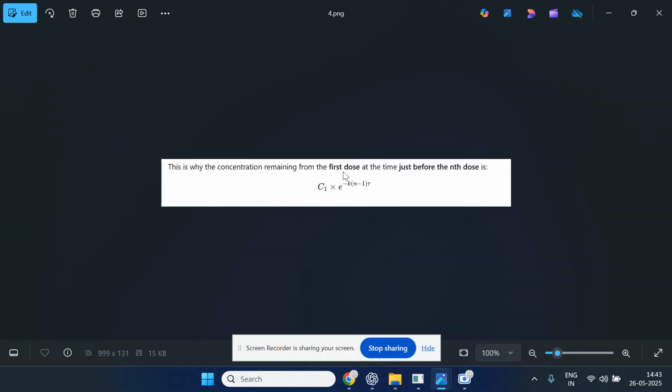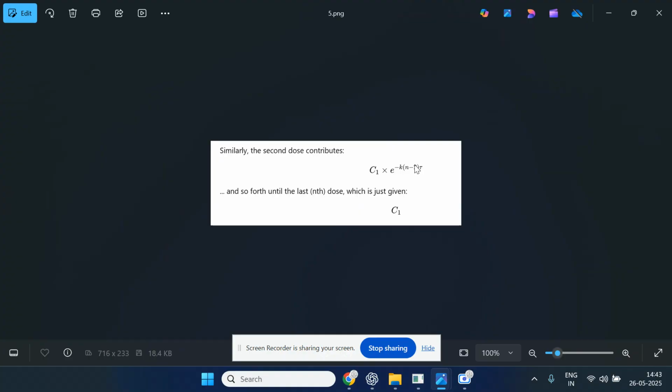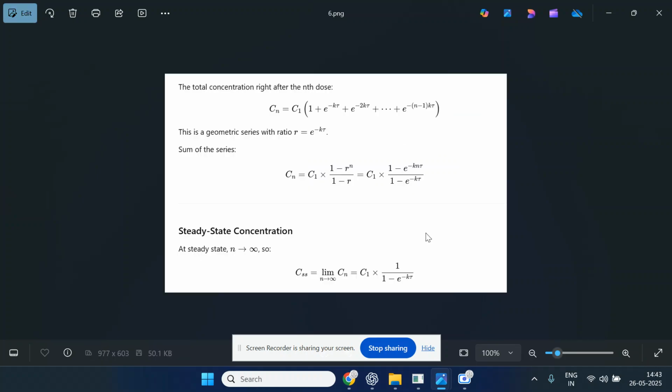So when the nth dose is given, the drug amount from the first dose present in the body is C1 into e to the power minus k into n minus 1 into capital T. Similarly, the second dose contributes C1 into e to the power minus k into n minus 2 into capital T, and so forth. At the end, the nth dose contributes C1 amount of drug at this moment.